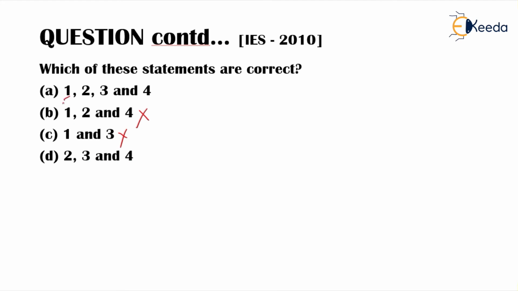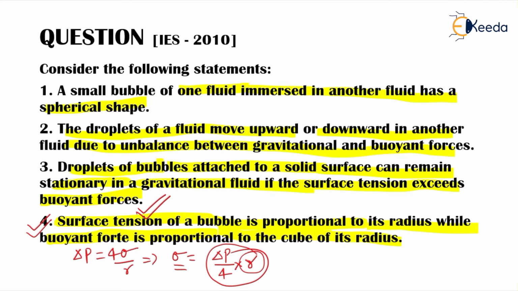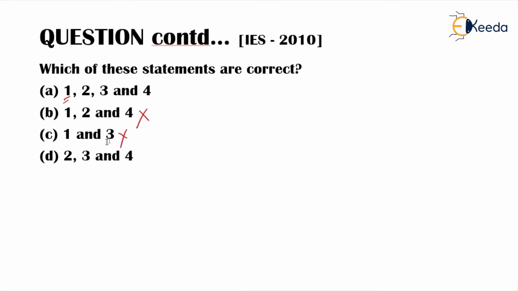Now we will check for 1. If 1 is true, then this will be our option. If 1 is false, then this will be our option. Option 1: a small bubble of one fluid immersed in another fluid has a spherical shape. That is also correct. That will be having a spherical shape. So now 1, 3, 4 are correct. 1, 3, 4 comes only in option A. So option A will be the correct option.